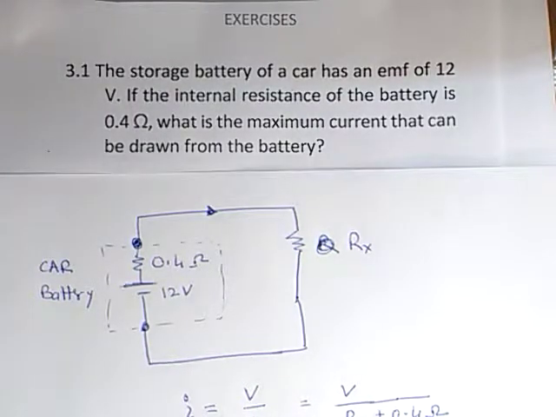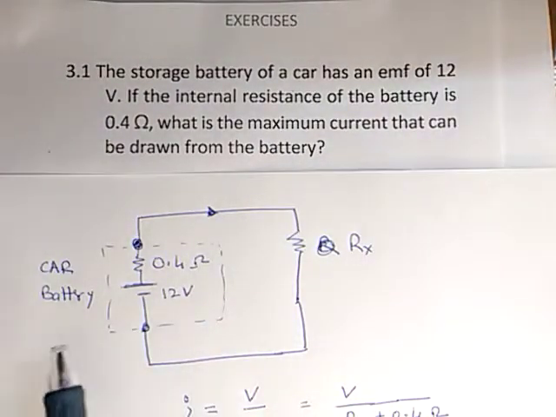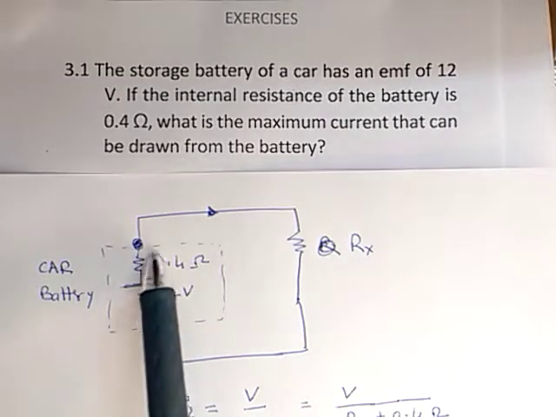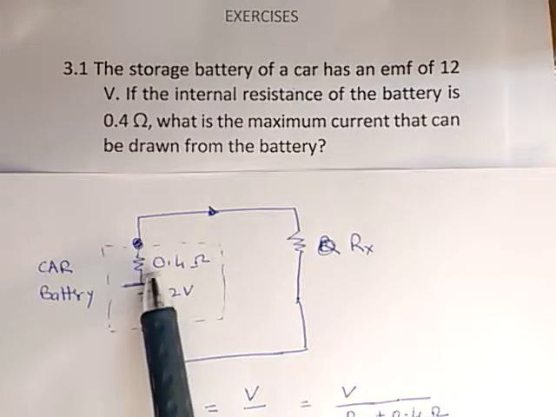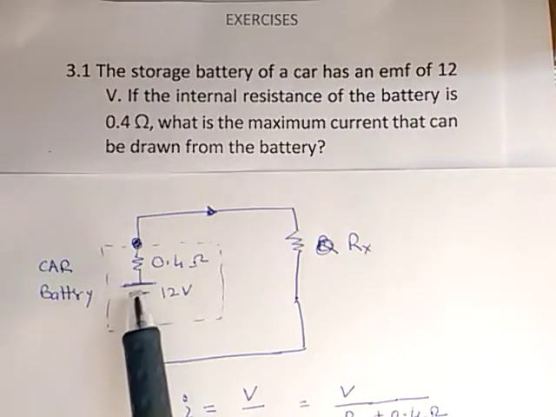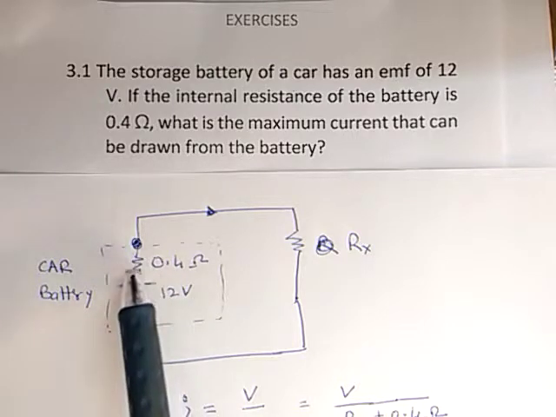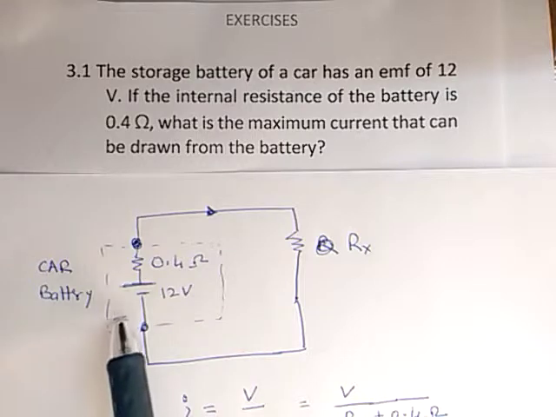We have a car battery, a storage battery of a car that has an EMF of 12 volt. It's a 12 volt battery, a regular battery that we use in our car. Every battery has an internal resistance, and that is not a very useful thing, because when the current flows through this resistor, it heats up, and it's a wastage of the car energy that could be used somewhere else.